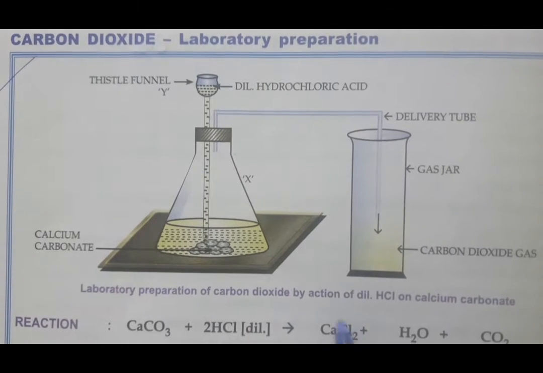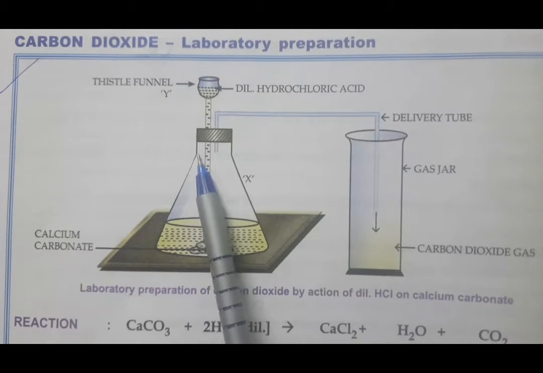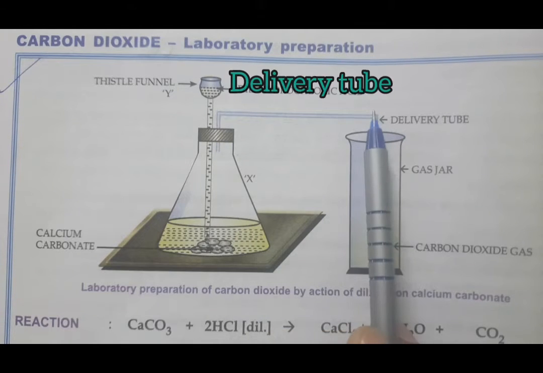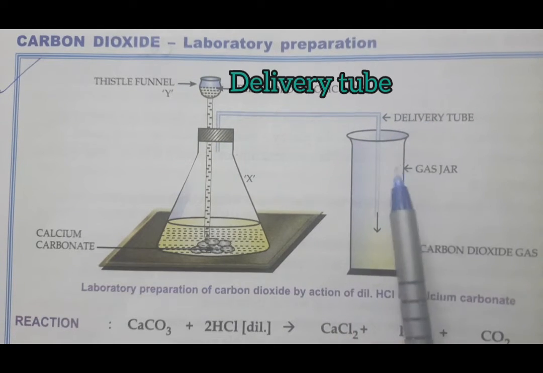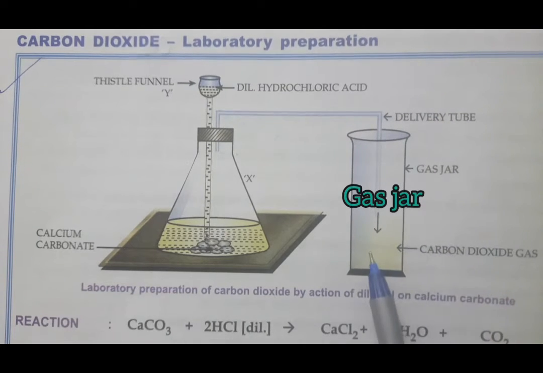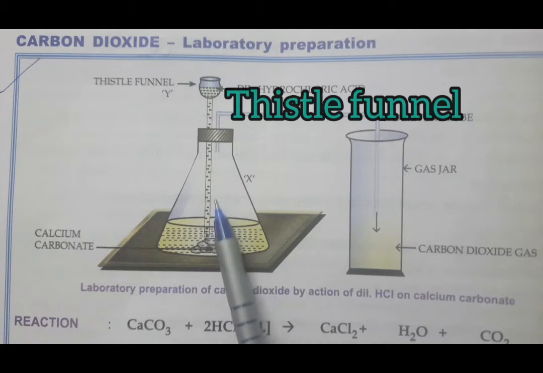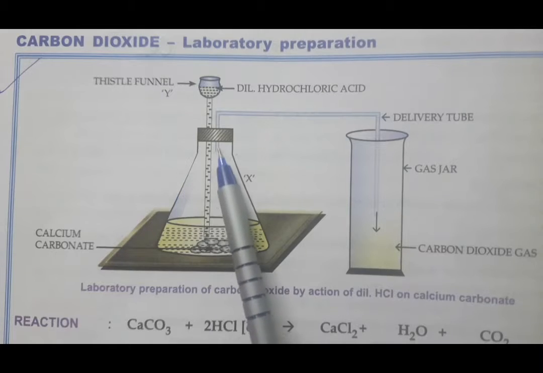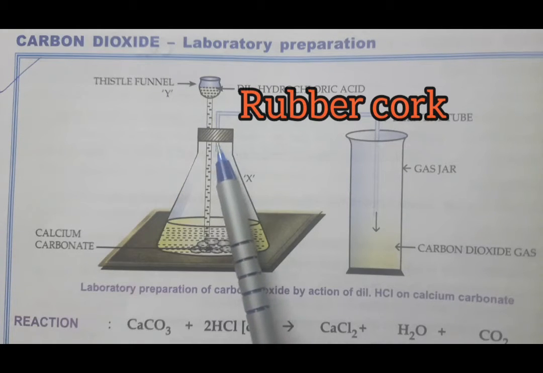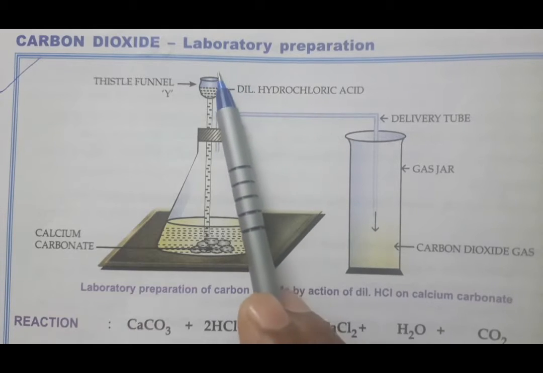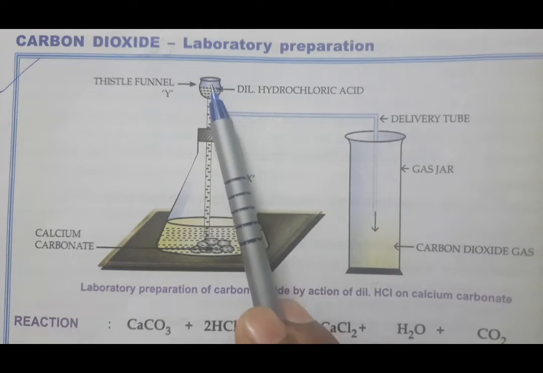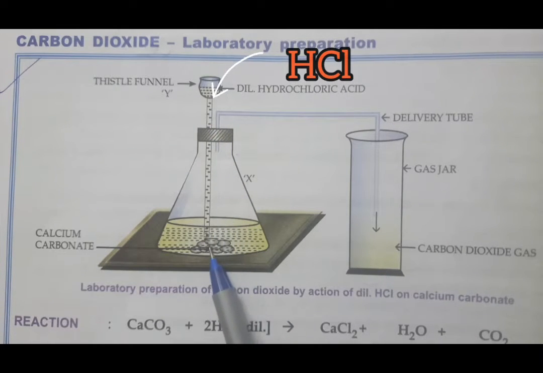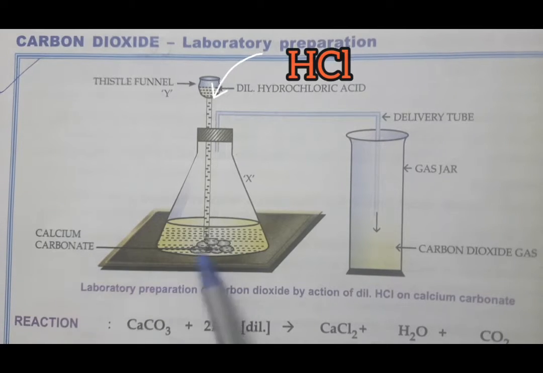Now first let us see the setup. This is called your conical flask because it is in the shape of a cone, and this is called the delivery tube. And this is a gas jar where we are going to collect carbon dioxide gas. This is a funnel which goes down to the bottom of the conical flask, called a thistle funnel, and this black color is a rubber cork. From here you are going to pour dilute hydrochloric acid, which slowly comes down, and at the bottom you can see some pieces of calcium carbonate.